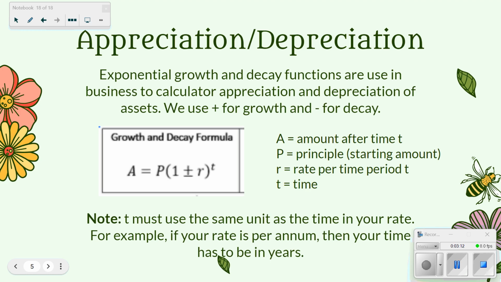And that rate we're going to turn into a decimal if it's given as a percent. And we are going to raise it to T, which will stand for time. So you'll use the same unit for the time as your rate. So if your rate is per annum, which means yearly, then your time has to be in years.